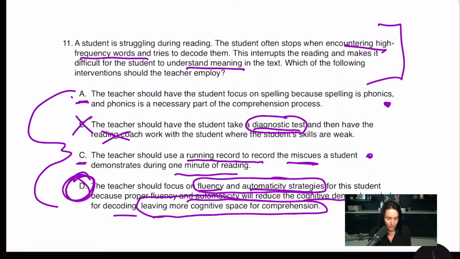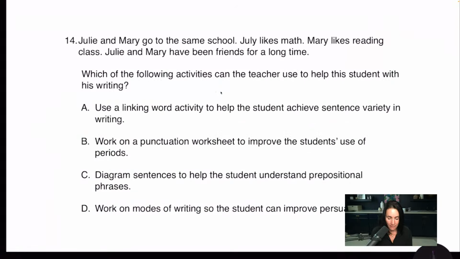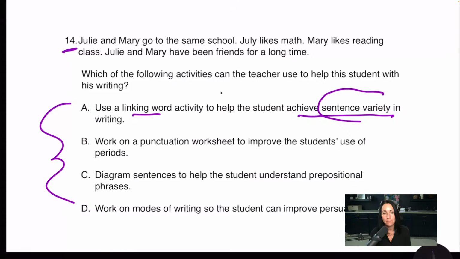All right, let's take a look at number 14, skipping ahead a little bit. Let's look at the answer choices. Use a linking word activity to help the student achieve sentence variety. Okay, in writing, sentence variety is a good word. Why? Because we want students to have variety in their writing, so it's a pleasure to read rather than being very robotic. So A is looking good because it has sentence variety.